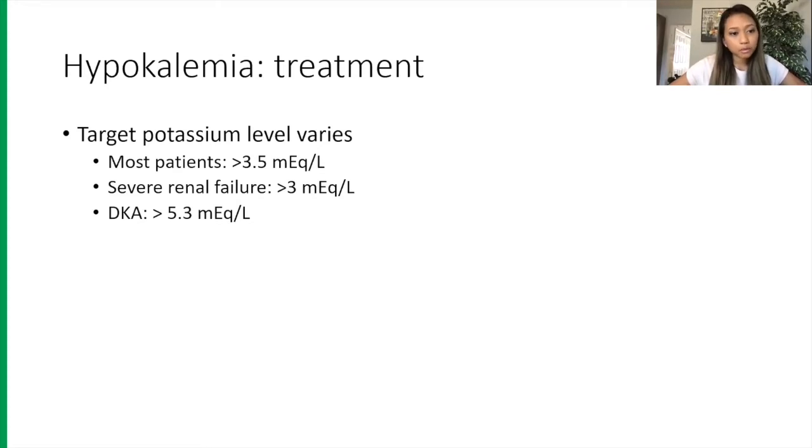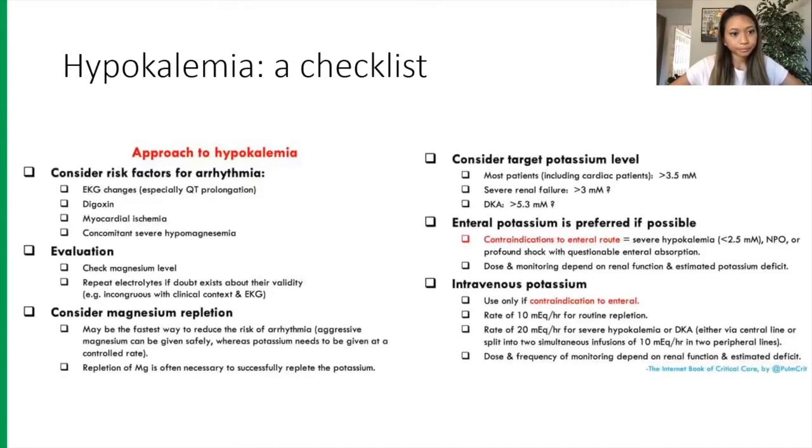Target potassium level varies. Most you want to keep it greater than 3.5, and severe renal failure greater than 3, and DKA, you want to keep it a little higher at 5.3. So this is just a checklist, basically what we went over. Again, go to that website. It's great. You can go over it yourself too to review if you want.